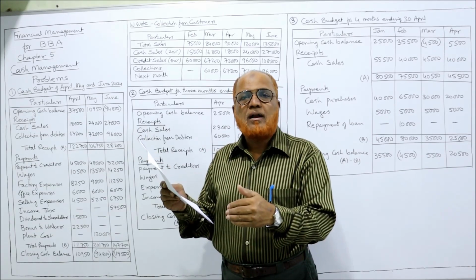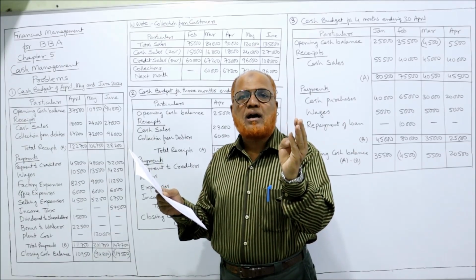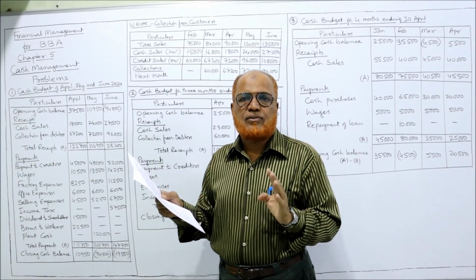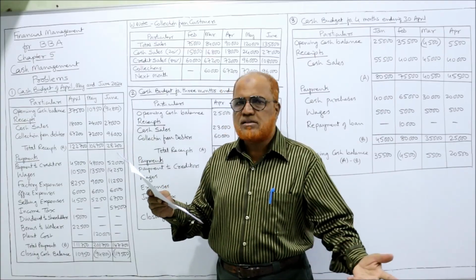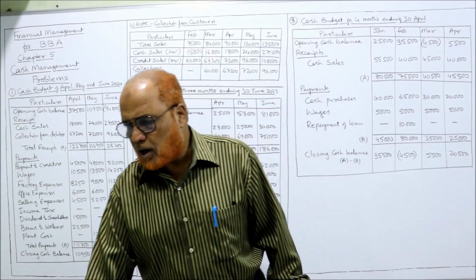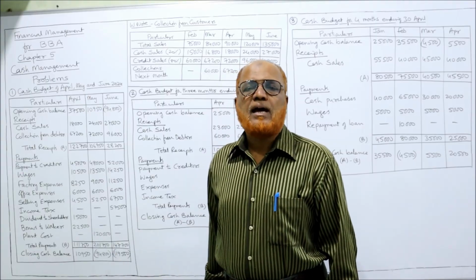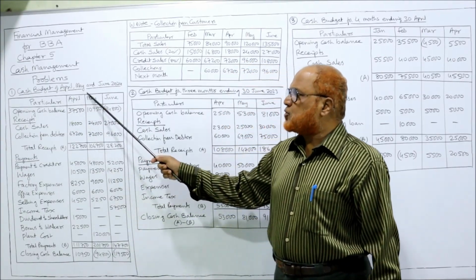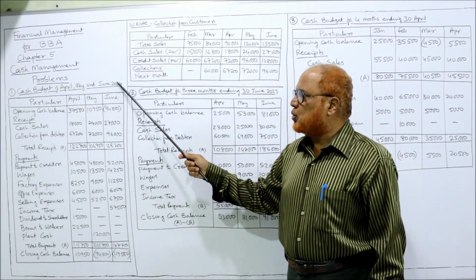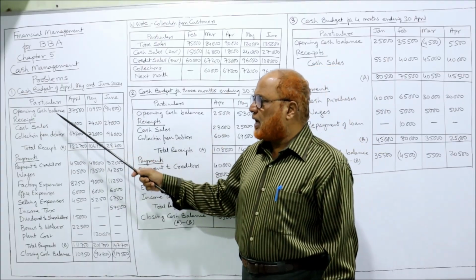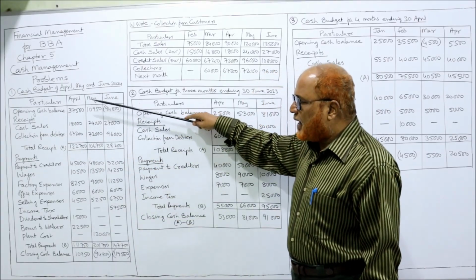Whereas receipts are from cash sales and collection from debtors. Two receipts are there. That's it. Now I'll explain how to make the cash budget. So here, cash budget for the months of April, May and June 2024. Now, opening cash balance. Forget about May and June.